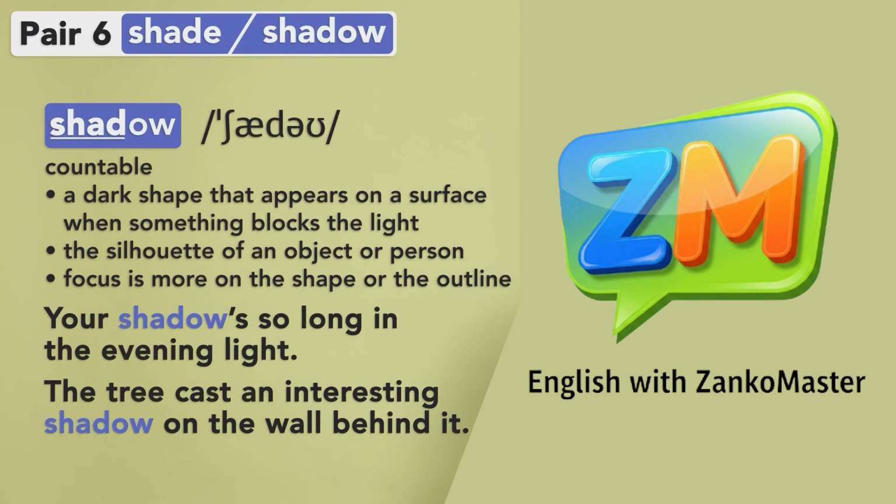A shadow is a dark shape that appears on a surface when something blocks the light. It's the silhouette of an object or person. The focus is more on the shape or the outline. And shadow is countable. Shade uncountable, shadow countable. Some examples. Your shadow is so long in the evening light. Did you notice that when you were a child that you would walk in the evening and see that your shadow looked like a giant?